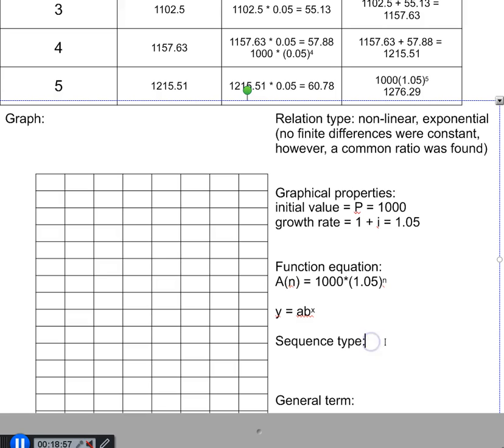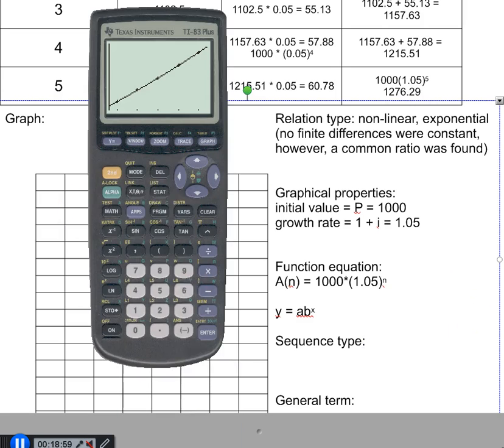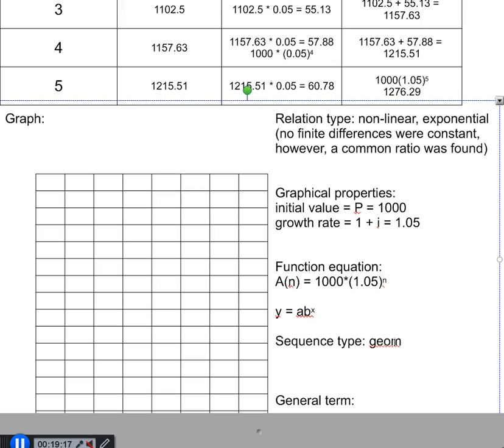Sequence type, well, the values here in our table of values are growing by a common ratio, so this can't be arithmetic, it must be geometric. So our sequence type here is geometric. Oh, I'm in the wrong field here, geometric.